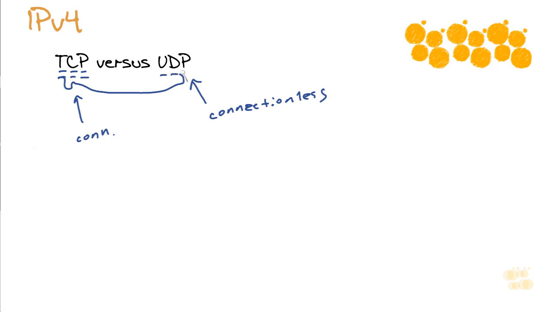A UDP communication is more like a postcard. We hope it gets there, but we don't do anything to check and follow up to ensure while it's in transit that everything is okay. So one is connection-oriented, we babysit it, TCP, the other is connectionless.